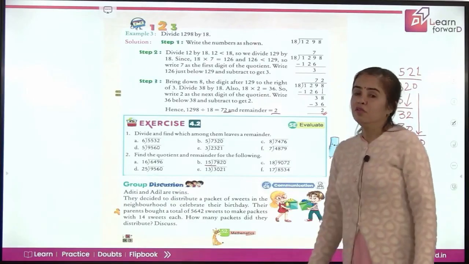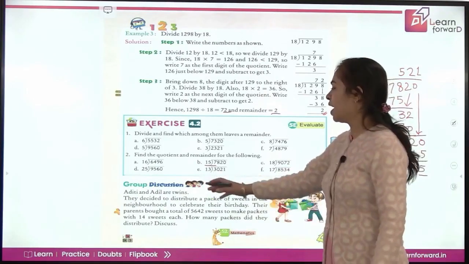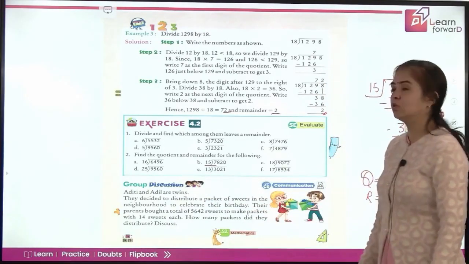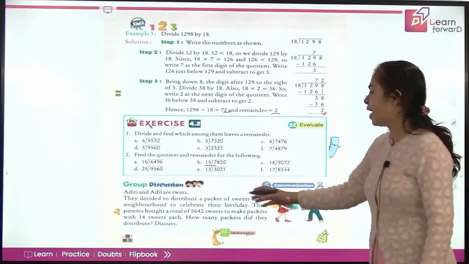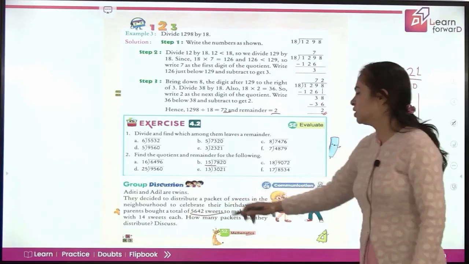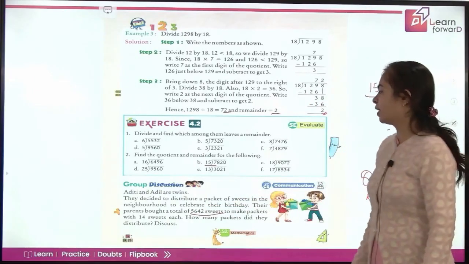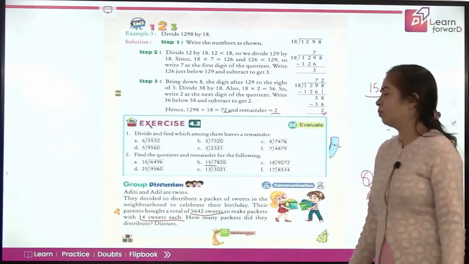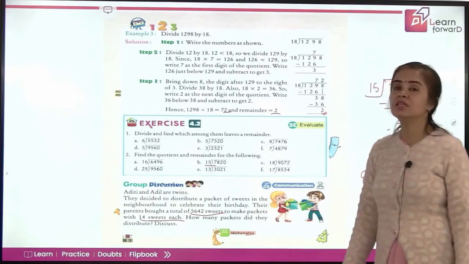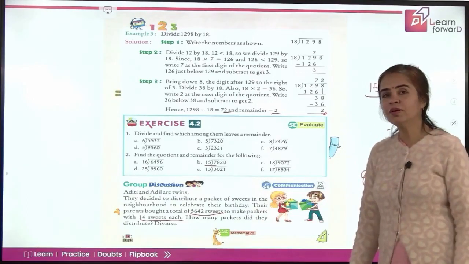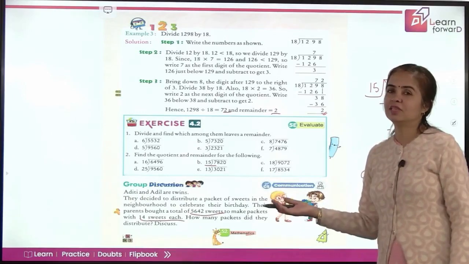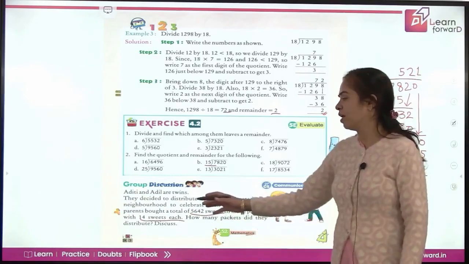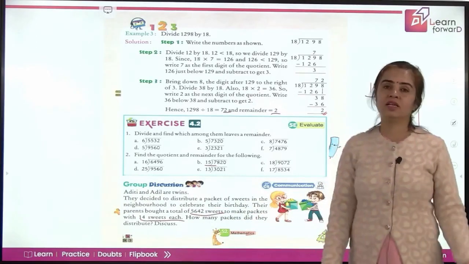Now, we have a group discussion. Aditi and Adil are twins. They decided to distribute a packet of sweets in the neighborhood to celebrate their birthday. Their parents bought a total of 5,642 sweets to make packets with 14 sweets each. So, in each packet, you are putting 14 sweets. How many packets did they distribute? What will you do? It is equal distribution. That means division. So, you will be dividing 5,642 by 14 to see how many packets they distributed.